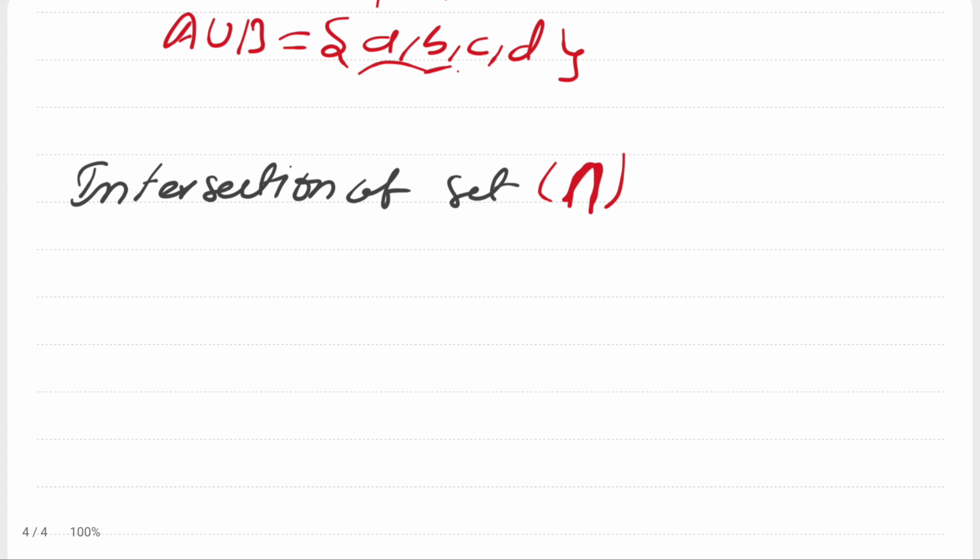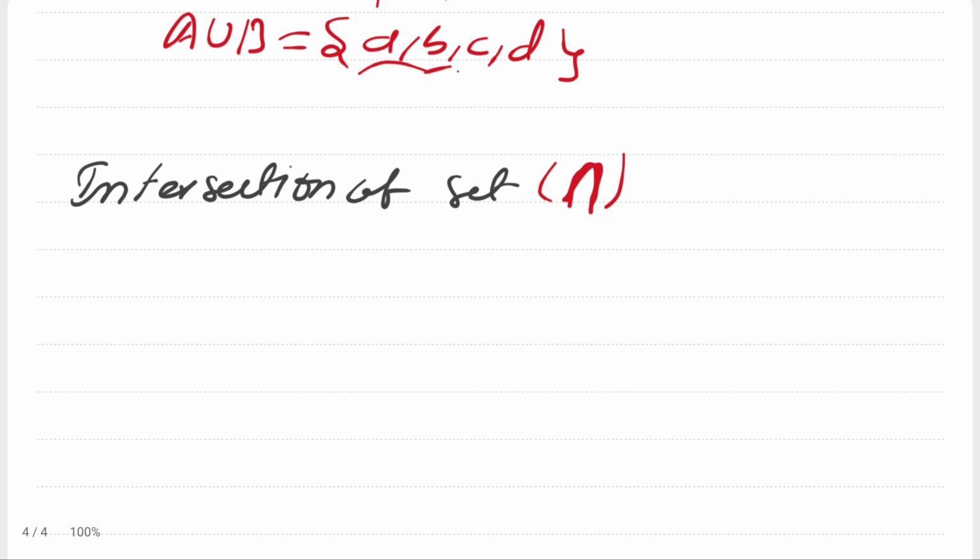Intersection of sets is when two things meet each other, that thing we have to write. Suppose this is A, both are same, so we have to write the same elements only. In intersection of sets, we have to write the same elements only, the elements which are matching together.